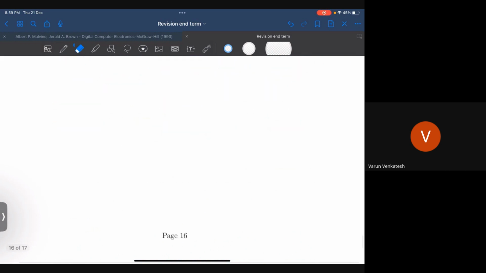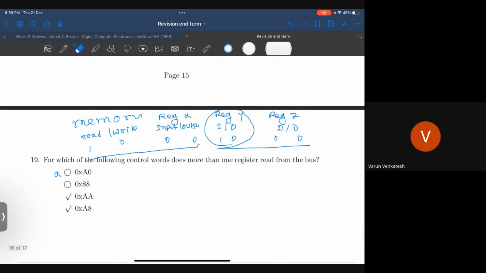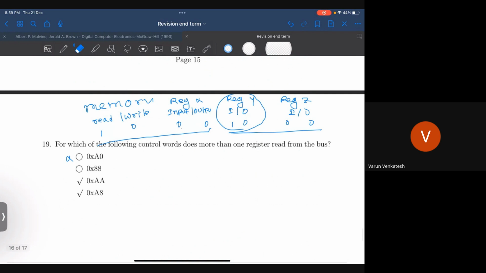And when input is 1, that means the register is taking data from the bus, correct? Yeah, correct. Okay. And when output is 1, the bus is taking data from the register. Okay.